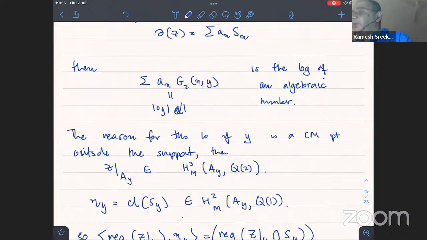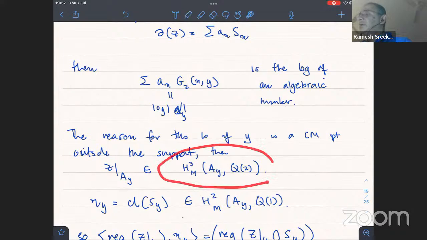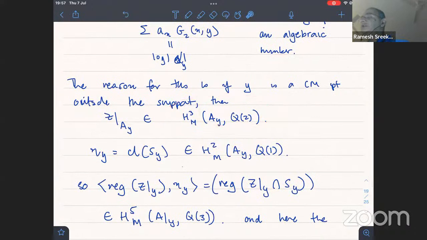The reason for this is that at a CM point outside the support, if I restrict my cycle, I get a cycle in the motivic cohomology of that fiber A_Y. As I said, in most fibers, as long as it's not in the boundary, you get a perfectly good motivic cycle. And eta y is the class of this CM cycle there, which is a codimension one cycle. So it's in H2 motivic of A_Y, Q(1), which is Chow 2 of A_Y, 1, and this is just Chow 1 of A_Y.